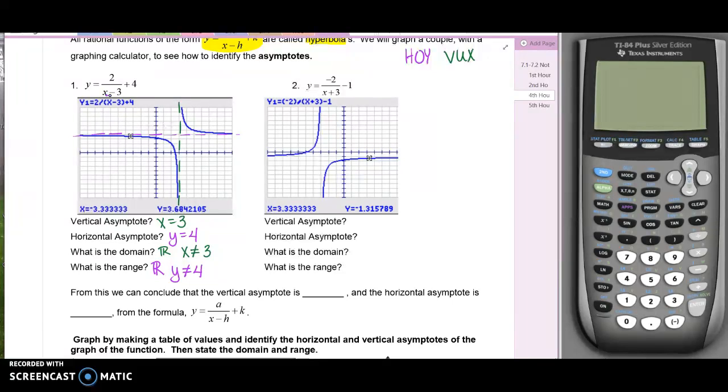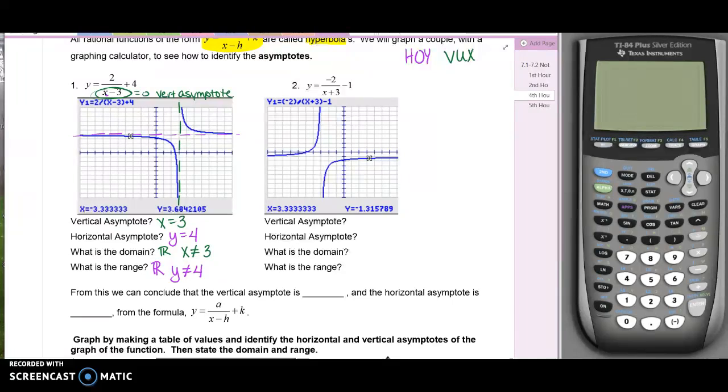Okay. Now I want you to look at the values 3 and 4 and look back at this original equation, and I want you to see if you can figure out how you could maybe pick out the vertical and horizontal asymptote without graphing this. So notice it says x minus 3 in the denominator. Where this equals 0 is going to be the vertical asymptote. 3 minus 3 is 0, so 3 is the vertical asymptote. So that's how you find the vertical asymptote.